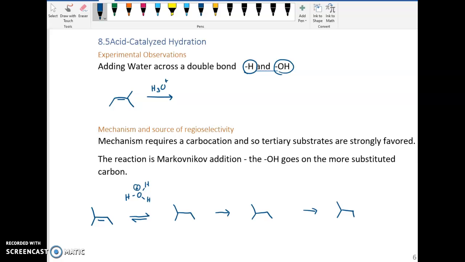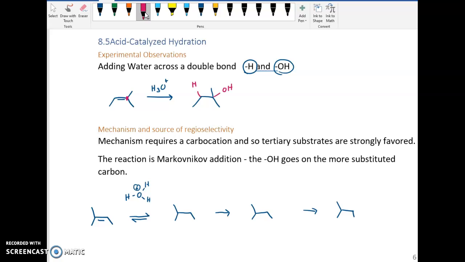We're going to end up putting the hydroxy on the more substituted position. So this is the more substituted position, so that's where the hydroxy ends up, and the hydrogen ends up on the less substituted position with the other hydrogens. Okay, so let's look at the mechanism.